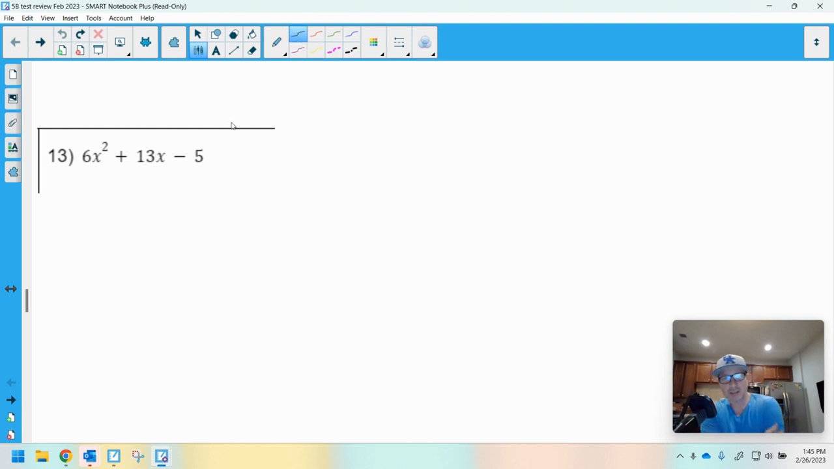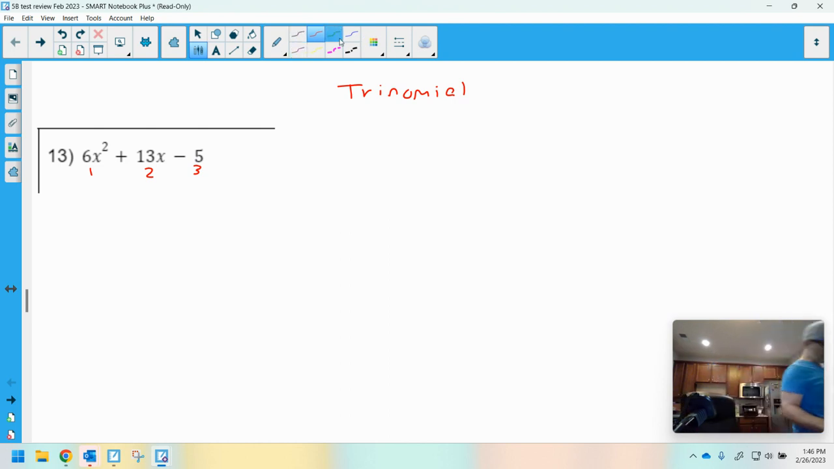All right. We have 3 terms in this one here. We have term number 1, term number 2, and term number 3. When we have 3 terms, we call this a trinomial. Tri means 3, like a tricycle has 3 wheels, and a trinomial has 3 terms. So, when you see a trinomial, the first thing you're going to do is look for a GCF, the greatest common factor.